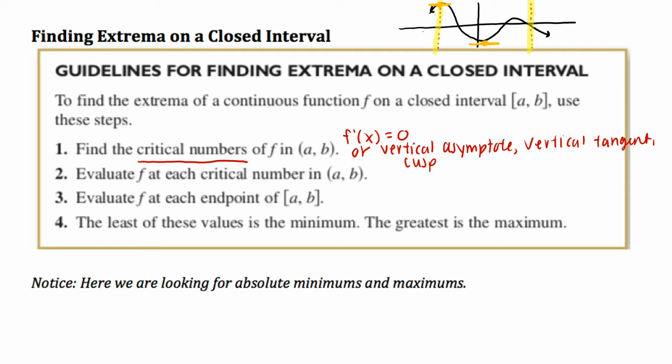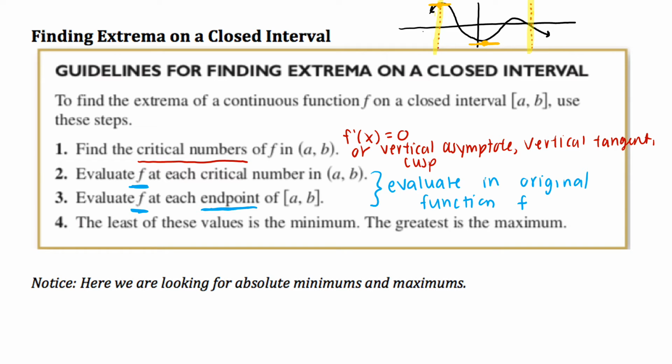After that, this is where it gets different. Once you find your critical numbers, now we're going to evaluate each of those critical numbers inside f, our original function, and then we're also going to evaluate each endpoint in f. So after you find your critical numbers, you evaluate in your original function f, and you're really looking for the greatest value as the maximum or the least value as the minimum.